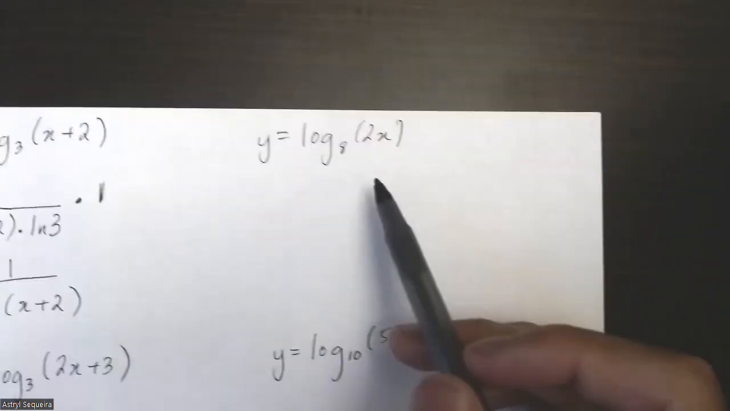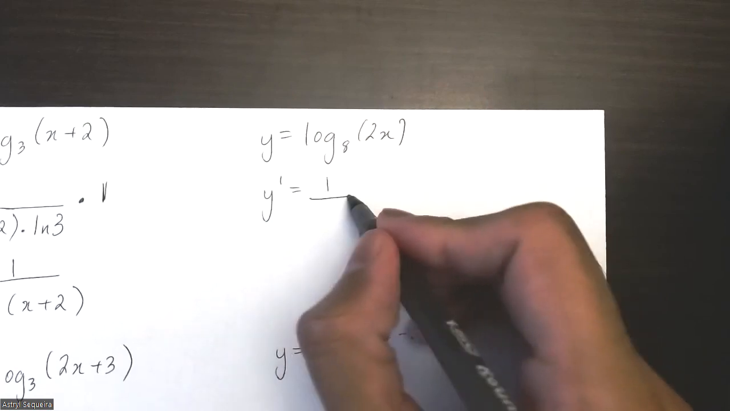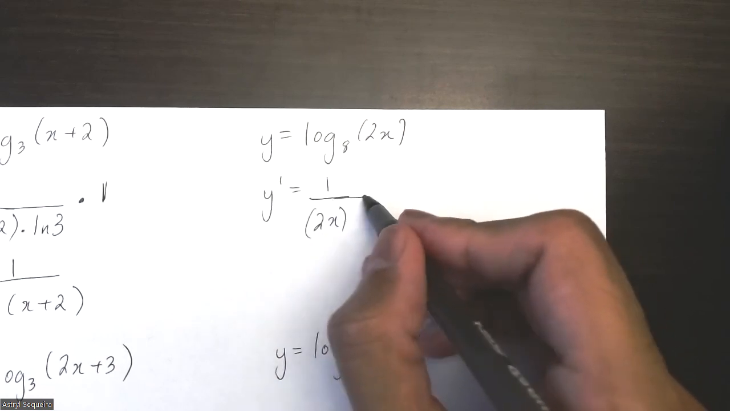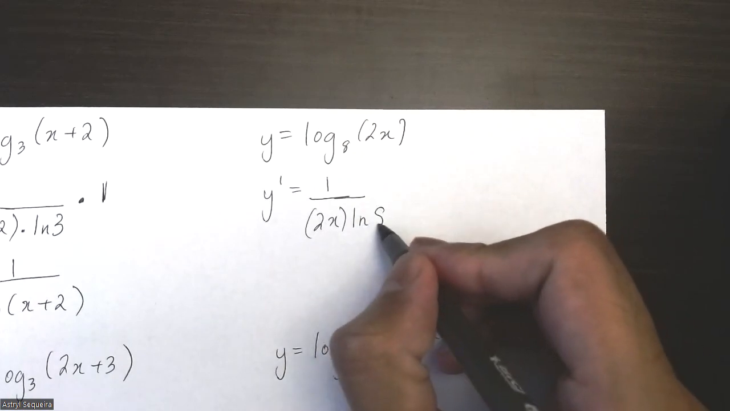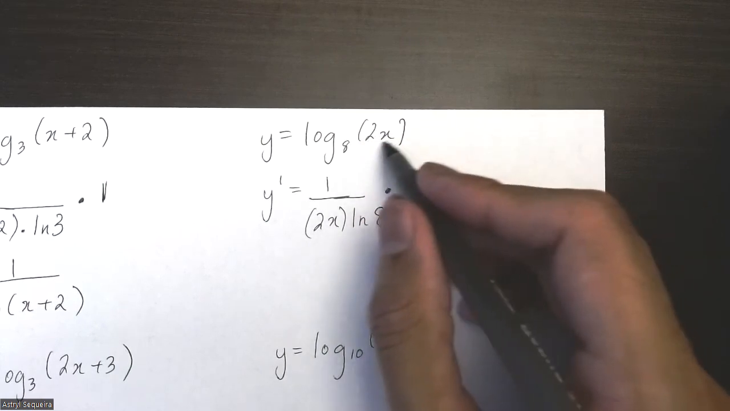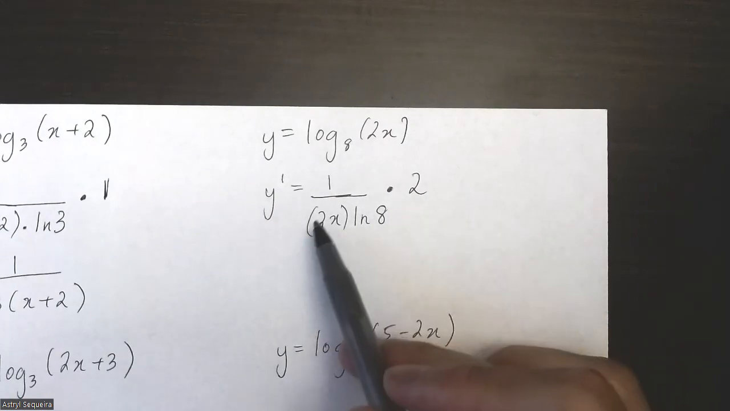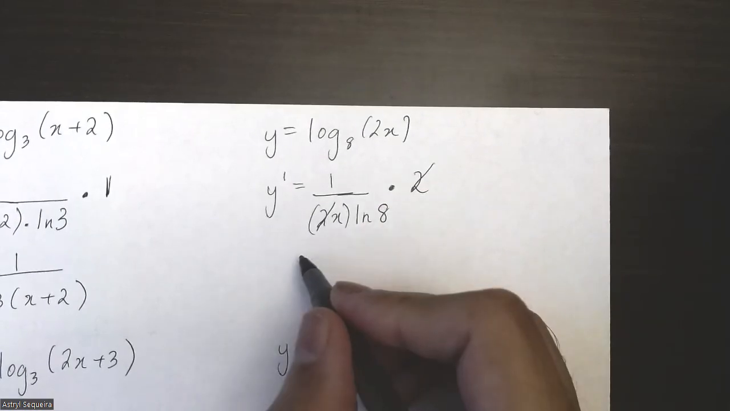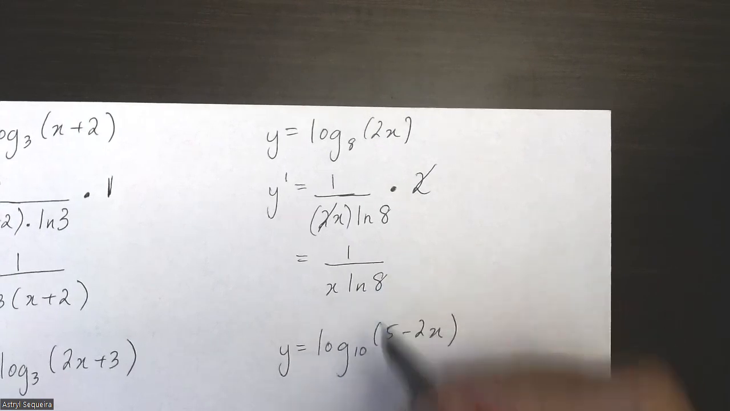In the second question here, same idea, we're going to derive it. I'm going to get 1 over whatever's inside the bracket, 2x, times ln of my base, which is 8. And then I'm going to multiply this by the derivation of the inside of the bracket, which is 2. Now this one I can simplify. This 2 and this 2 can cancel. I'm just left with 1 over x ln 8.